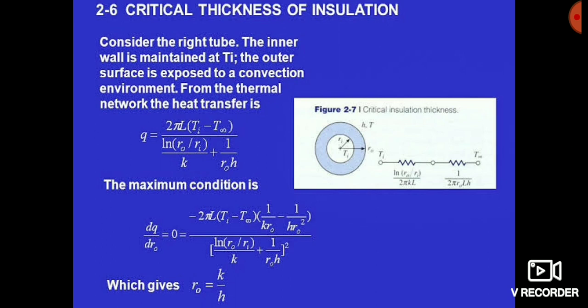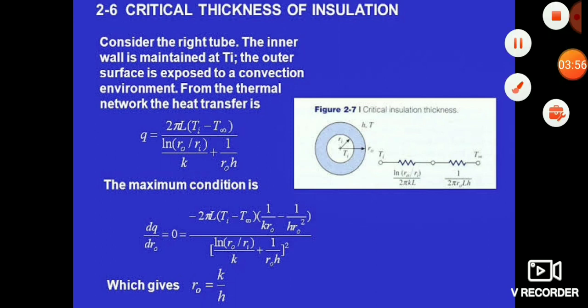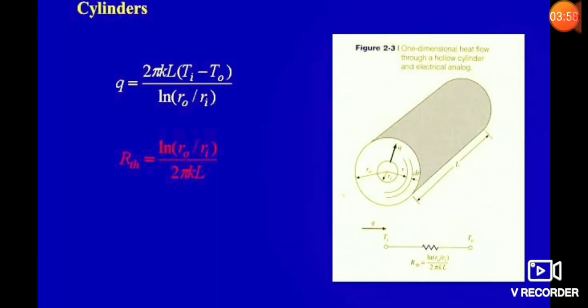Means the resistance, how to calculate this is, friends, this is the case of a cylindrical shape body, so we have to calculate the resistance by using the formula. I have told you the formula for cylindrical shape. You see that the resistance formula for a cylindrical body is ln r naught by ri divided by 2 pi kl. Means this is the formula for calculating the resistance of a cylindrical body.